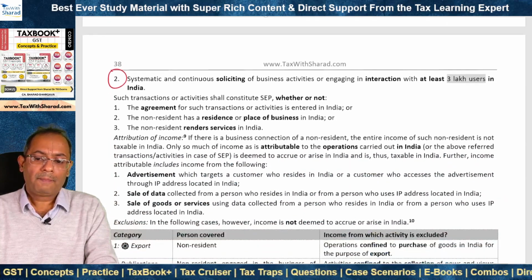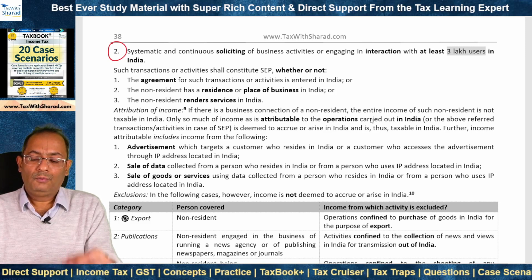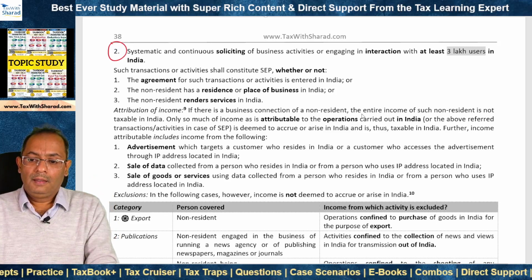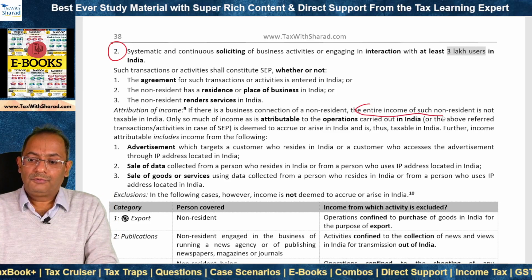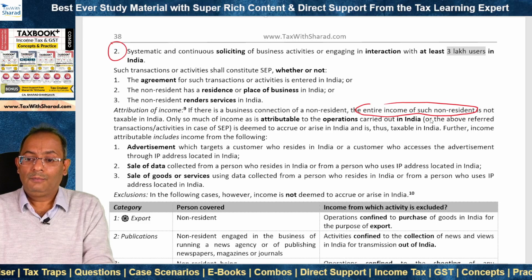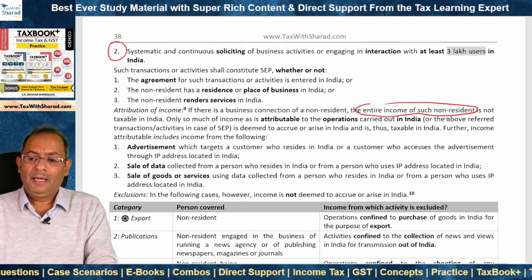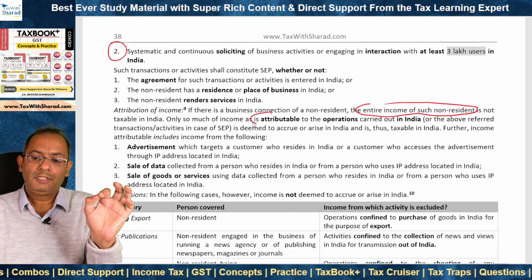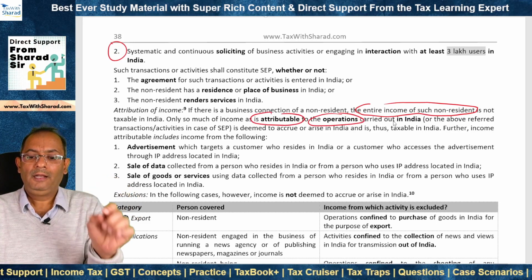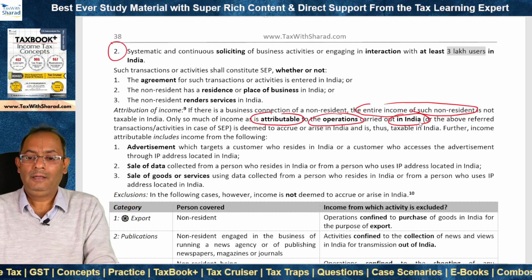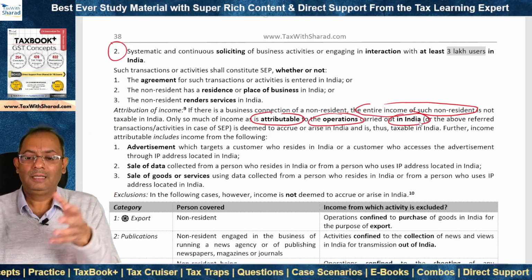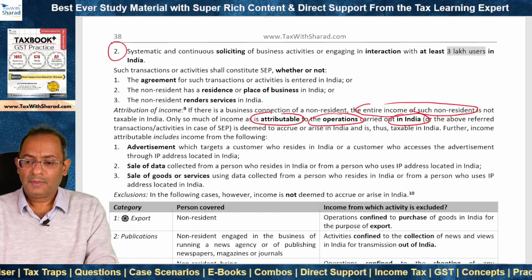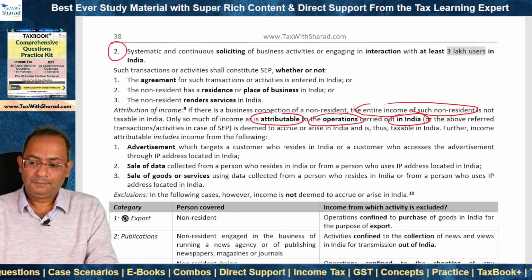this in detail. Once there is a business connection, what is the amount of income of that non-resident which gets taxable in India? Is it the entire income of such non-resident, the worldwide income or the global income? Of course not. The entire income of such non-resident is not taxable in India, but only so much of income which is attributable to the operations which are carried on by the non-resident in India are taxable in India, because that is the income which has a nexus with the operations carried on in India. So the attributable income is taxable in India.